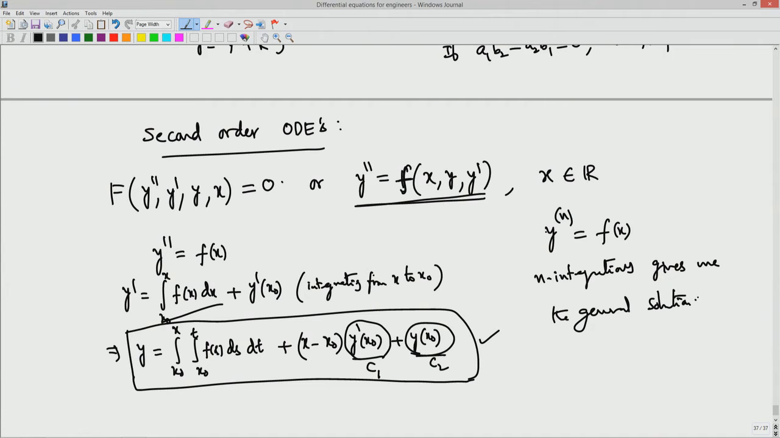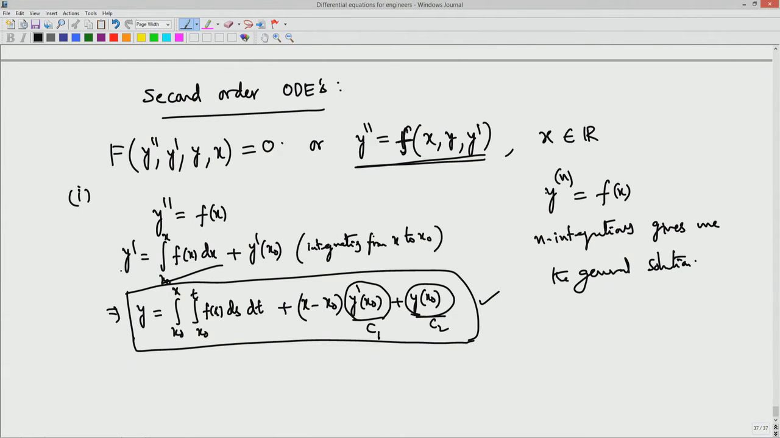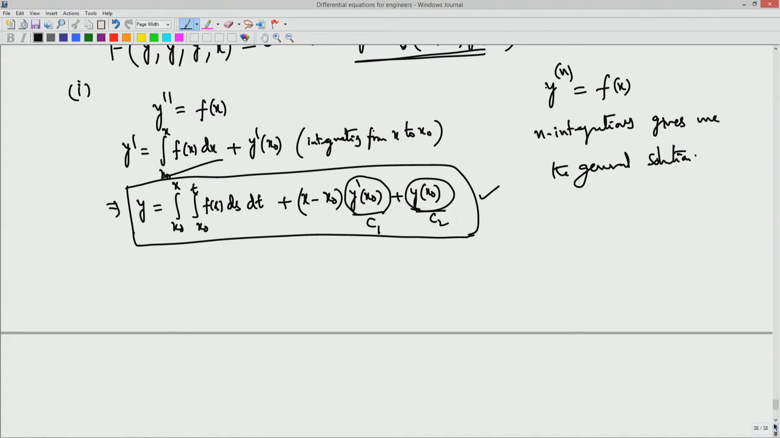Okay. So, this is a trivial form of f, for which if it is a function of x, I can simply integrate many times and get the solution. Okay. So, what is another form that you can work out? If I have y double dash equal to f of x, y dash, there is no y, the right hand side function does not involve y, I have only y double dash and y dash.